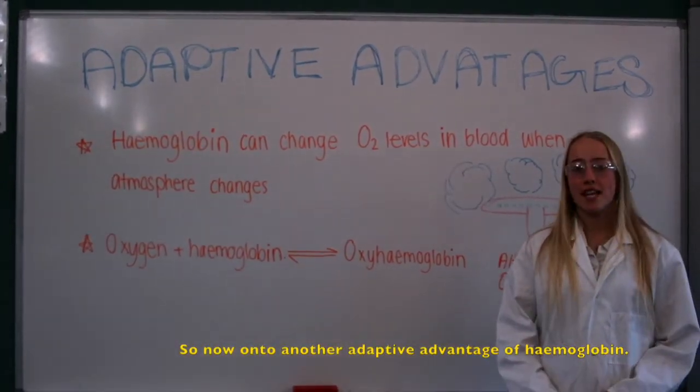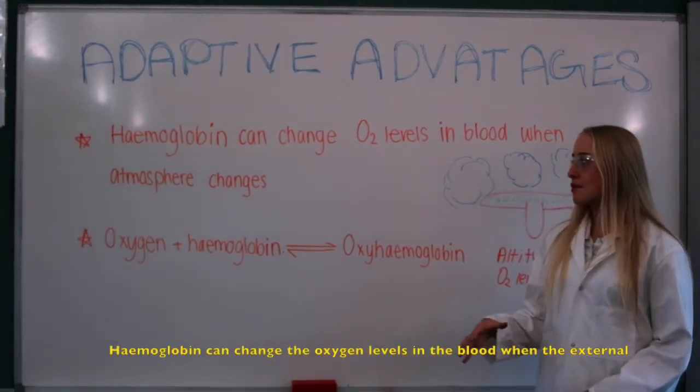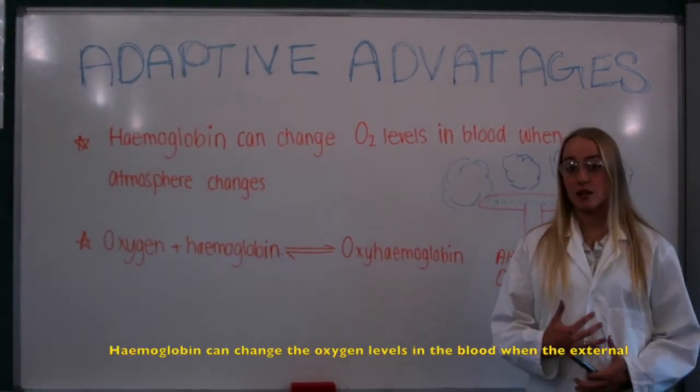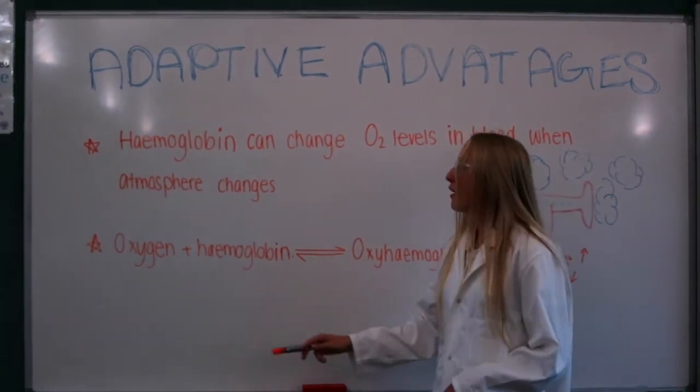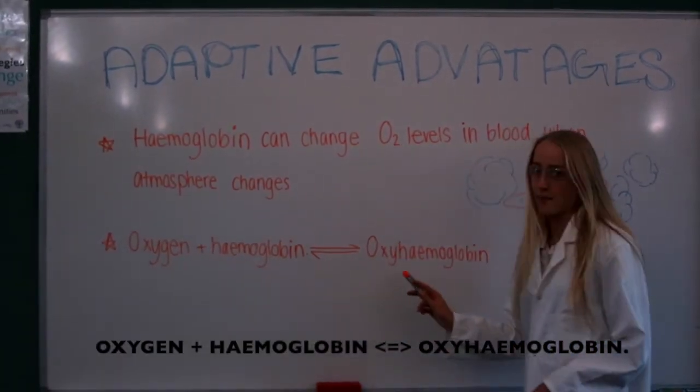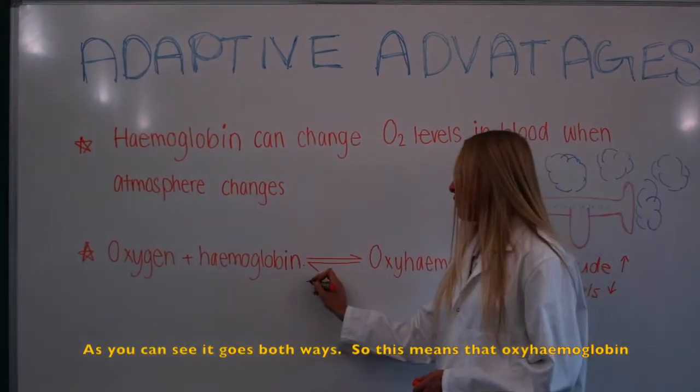So now onto another adaptive advantage of haemoglobin. Haemoglobin can change the oxygen levels in the blood when the external atmosphere changes. So remember this equation from earlier. Oxygen plus haemoglobin goes to oxyhemoglobin. As you can see, it goes both ways.